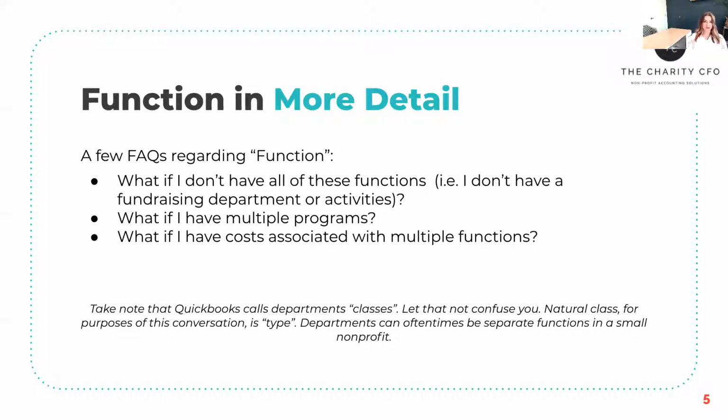And then also, of course, the biggest challenge is, and we'll talk a little bit about this, what if I have costs associated with multiple functions, right? So I have an expense, for example, insurance, that is mostly for the program, but also a little bit for fundraising staff, a little bit for administrative staff. How do I manage that in a way that's not going to be crippling for my accounting team or my staff to budget and manage? So I do want to take note, because many of our clients, many small organizations that we work with, use QuickBooks. And I hope I don't further confuse everybody, but just take note that QuickBooks calls departments classes. Let that not confuse you with the word natural class, right? So classes are essentially departments within QuickBooks, but classes, as we relate to expenses, are like the type of expenses. So don't get that confused. I'm sure many of you all use QuickBooks or work with organizations that use QuickBooks.